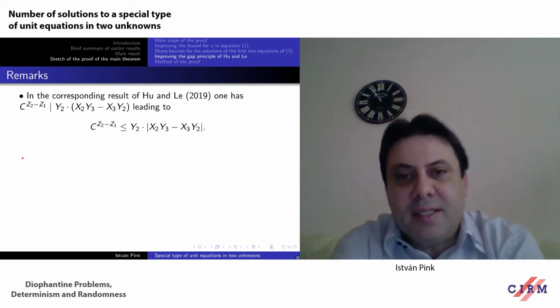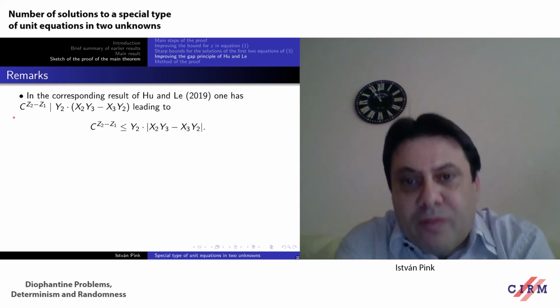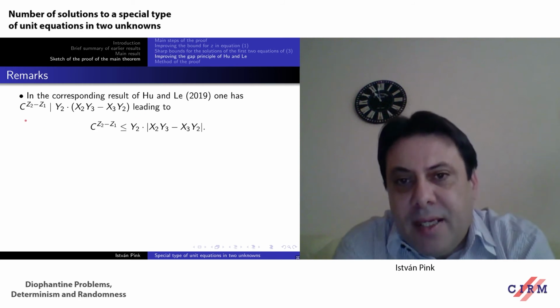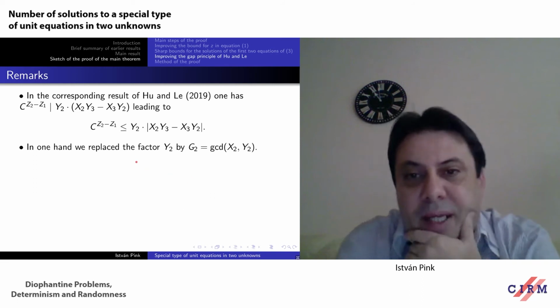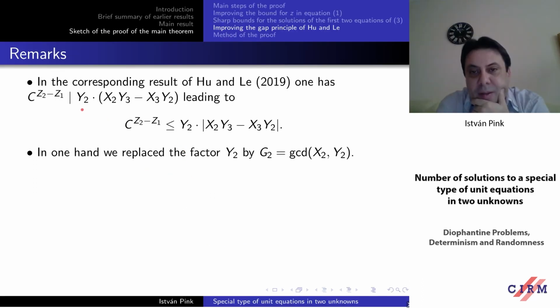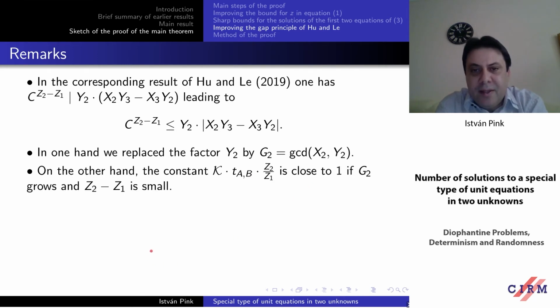In the corresponding result, Hu and Le proved a similar result, but they could prove only this divisibility relation leading to this upper bound. On the one hand, we replaced this factor here, y2, with the GCD of x2 and y2. And on the other hand, the constant term I already mentioned to you is very close to 1, where G2 grows and Z2 minus Z1 is small.